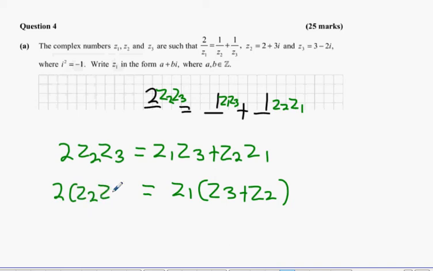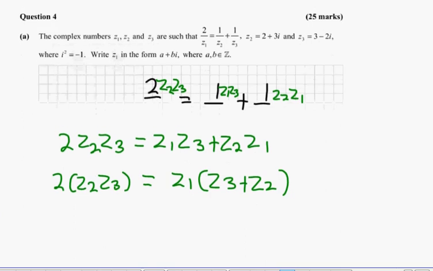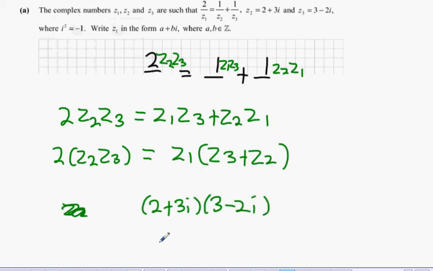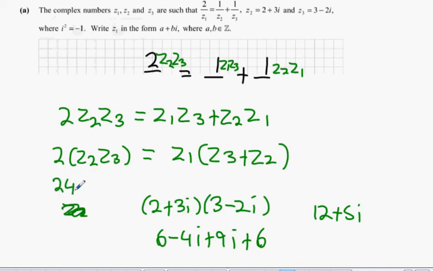Now look what I can do next. Everybody ready for this? Here's what I'm going to do. I'm going to do Z2 multiplied by Z3. What is Z2 multiplied by Z3? 2 plus 3i and 3 minus 2i, multiplied out: 6 minus 4i plus 9i minus 6i squared, which is plus 6. What do we get? 12 plus 5i. Everybody right with that? Multiply that by 2 and you get 24 plus 10i. Okay, great. Everybody happy enough with that?